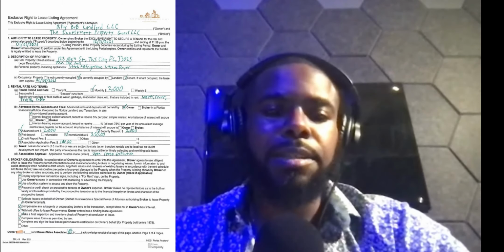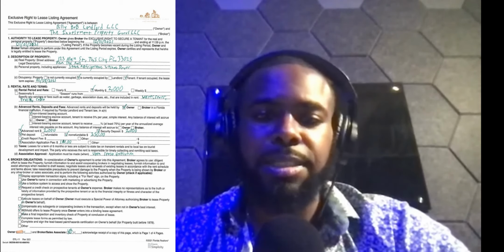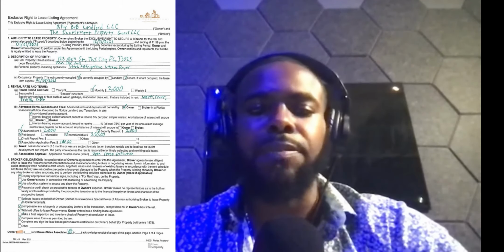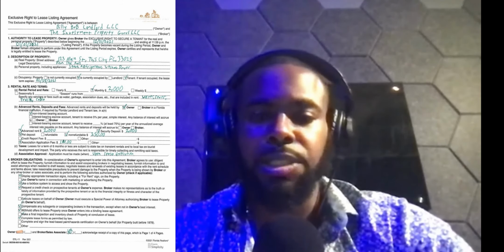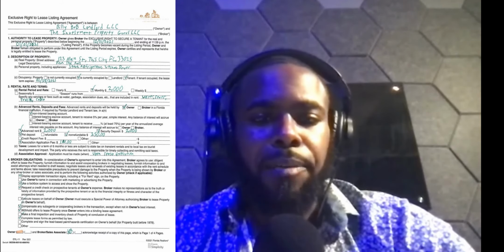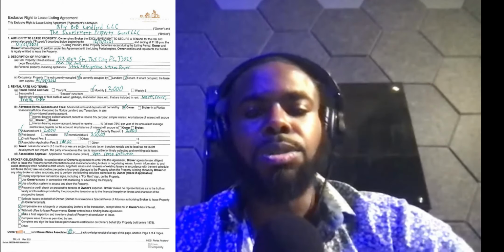Same thing as the sale agreement. These are just some broker obligations. I'm going to put the property on the internet. I'm going to put a for rent sign. If they don't want a for rent sign, I'm not going to check this, just so it's clear I'm not going to do it. I'm going to use the lockbox. I'm going to request a credit check, just so you know I'm requesting it.